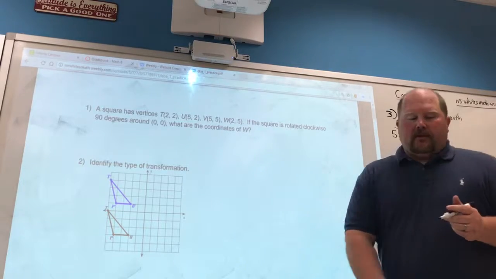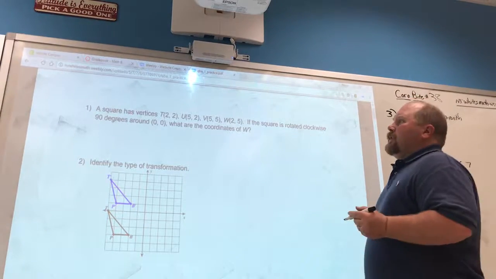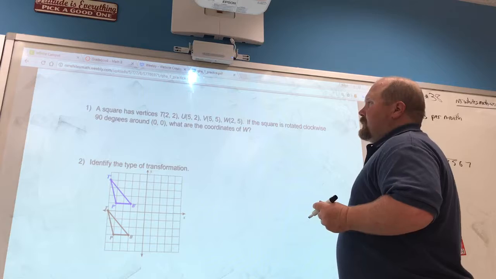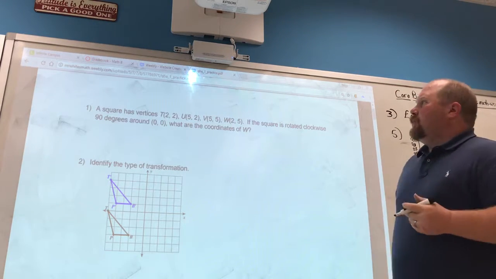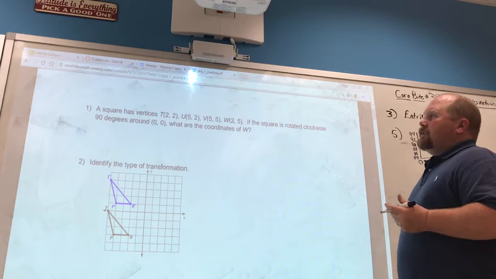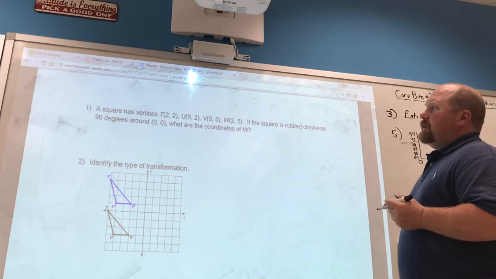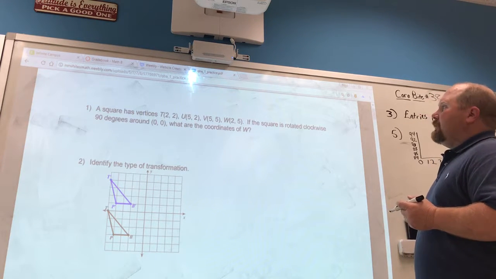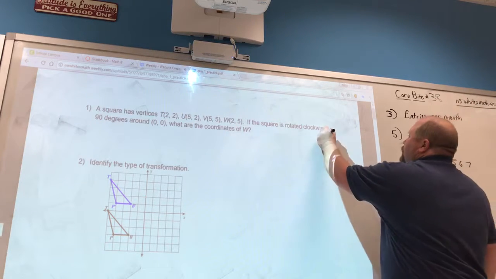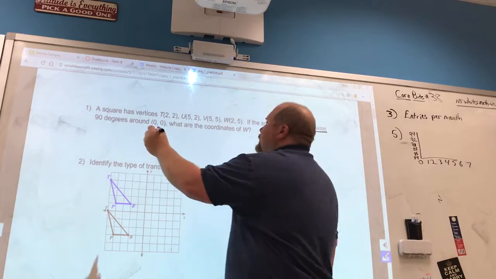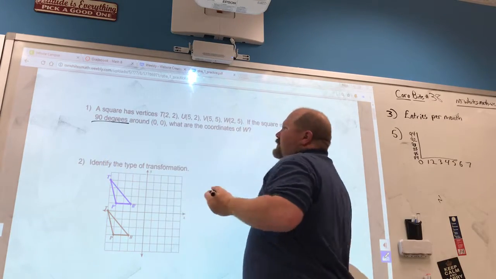All right, well, let's go over the QBA practice test today. So number one, a square has vertices. Vertices are points. They're where two sides come together to form a point. And they're located at T (2, 2), U (5, 2), V (5, 5), W (2, 5). If the square is rotated clockwise 90 degrees, all right, so that's important. Rotated clockwise 90 degrees around (0, 0).